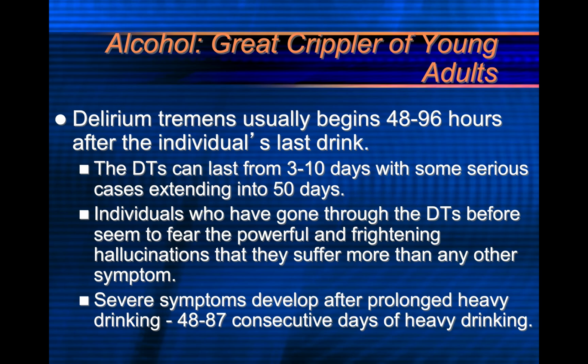Delirium tremens usually begins 48 to 96 hours after the individual's last drink. The DTs can last from 3 to 10 days, with some serious cases extending into 50 days. This is painful, and this is what kills people. And for that reason, a lot of people will get off the booze and start going through the withdrawals, and then they'll just go back because it's just too painful.